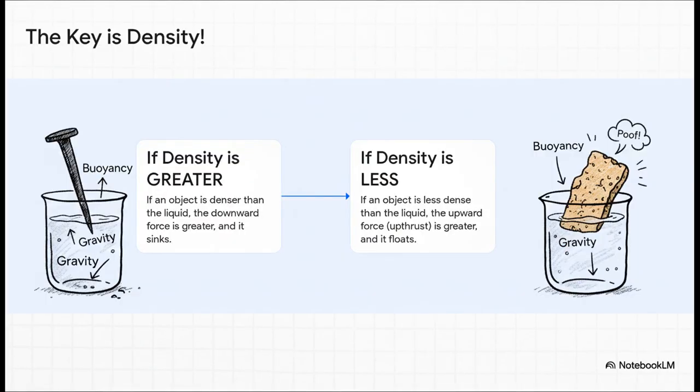So who wins this battle between gravity and buoyancy? The secret ingredient is density. If an object, like an iron nail, is denser than water, then gravity's downward pull is much stronger than the water's upward push, so it sinks. But if an object, like a piece of cork, is less dense than water, then the upward push of buoyancy is stronger than gravity's pull, and poof, it just bobs right up to the surface and floats. It's as simple as that.